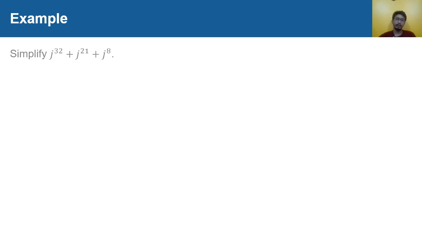Another example, simplify j raised to 32 plus j raised to 21 plus j raised to 8. Okay, so remember from the definition that j squared is equal to negative 1. So we have j raised to 32 plus j raised to 21 plus j raised to 8. So this is now equal to j squared, and then by using laws of exponents, 32 divided by 2, that is 16. So we have j squared raised to 16.